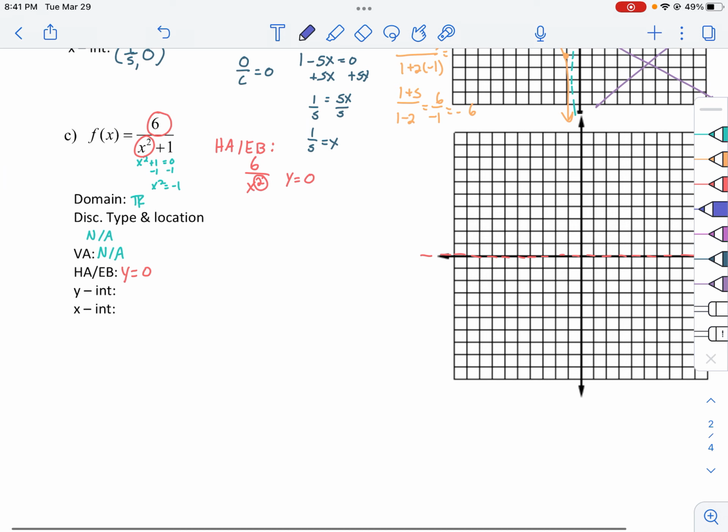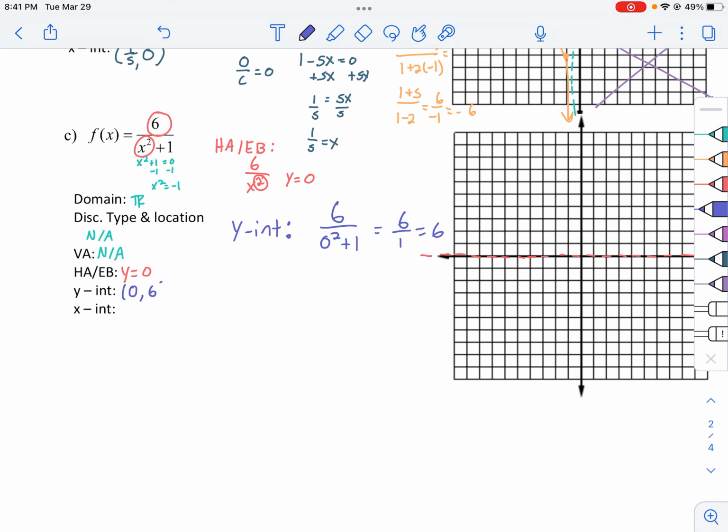Perfect. Now we're going y-intercept. Remember, to find the y-intercept, you just plug in 0 for x. So this is going to be 6 divided by 0 squared plus 1, which gives us 6 over 1, which is just 6. So at 0, we got out the value of 6. And then x-intercepts here. Remember, x-intercepts come from setting the top equal to 0. In this case, when you try to set 6 equal to 0, hopefully you recognize that 6 does not equal 0. So there are no x-intercepts here, so it's not applicable.